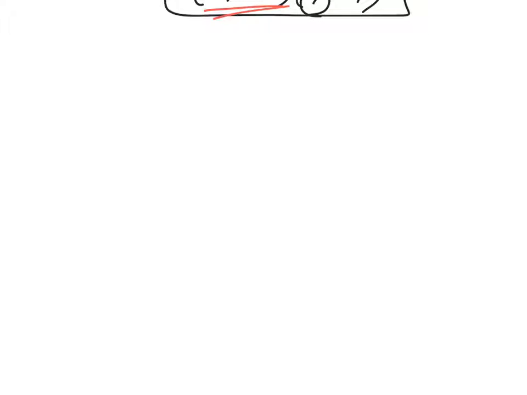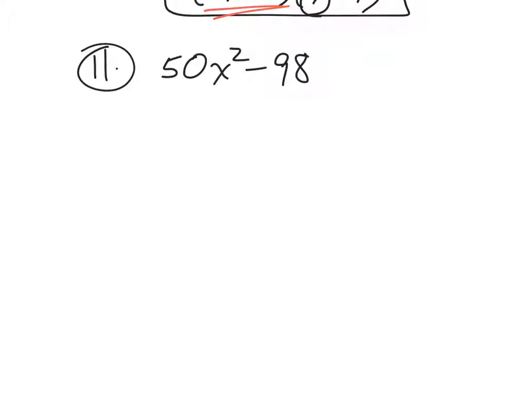Okay. Let's keep moving on down the road. So, number 11 is next. On number 11, we have 50x squared minus 98. I'm going to move a little quicker on this one.